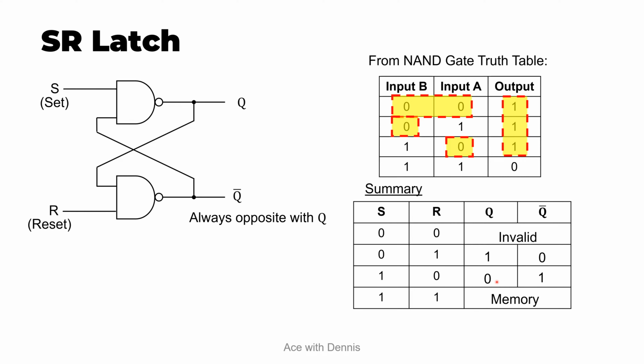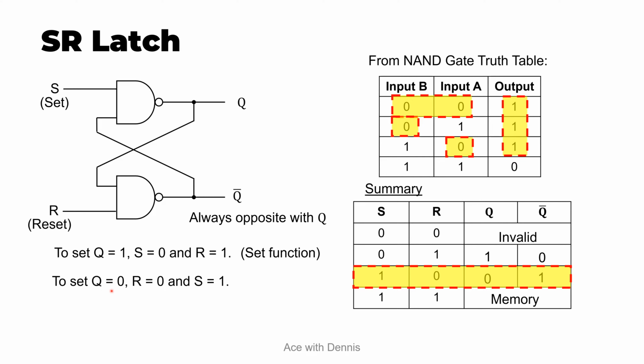Alright, now let's look at this column. To set Q to be 1, S must be 0 and R must be 1. So 0,1 gives us 1,0. This is the set function. Now, this row tells us to set Q to be 0: R equals 0, and S must be equal to 1. So this is the reset function, because we want the output to be 0.